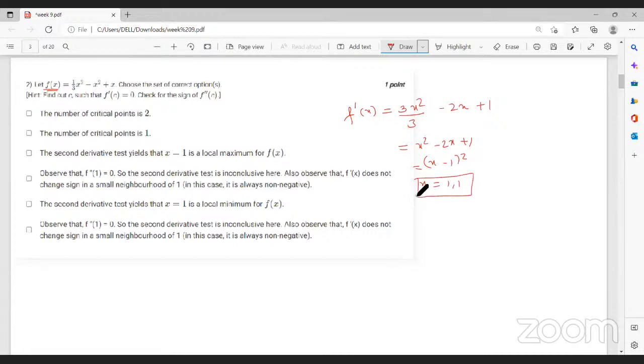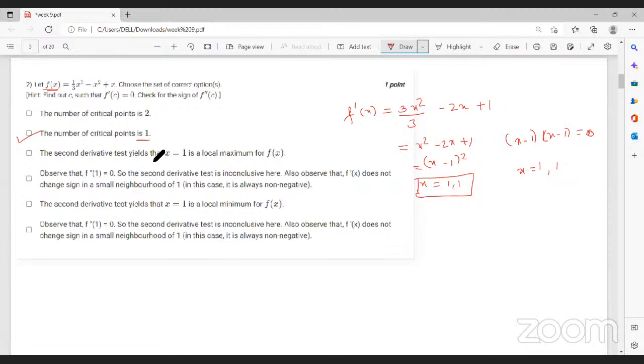How many critical points are there? 1, sir, because these two are both 1. Critical points should be distinct, right? One student suggested x will be plus 1 and minus 1. No, here you can see the root of this equation will be 1, 1. Since x minus 1 is squared, x minus 1 equals 0, so x equals 1, 1. So the number of critical points is 1.